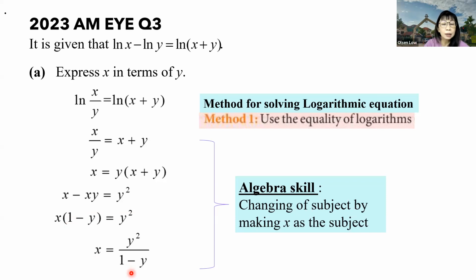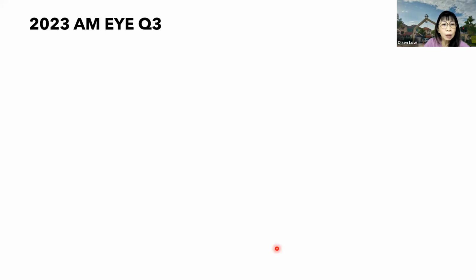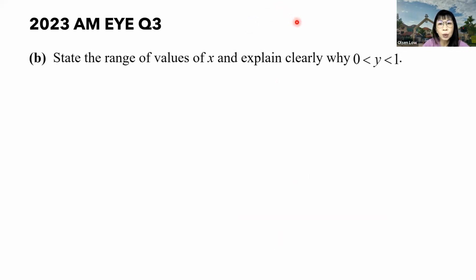So part A is easily done by simply knowing that I am able to apply equality of log, and we are done. With this, we move on to part B. Now, when it comes to part B, we need to state the range of values of x and also explain clearly why the value of y is between 0 and 1.